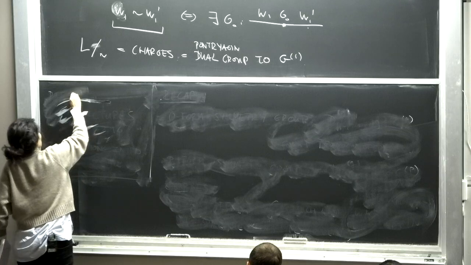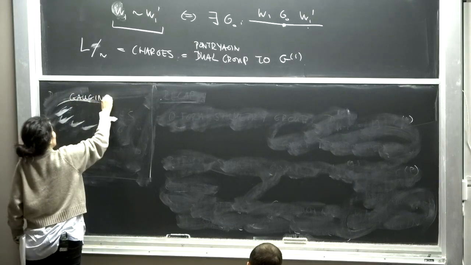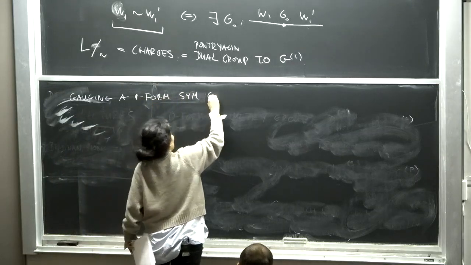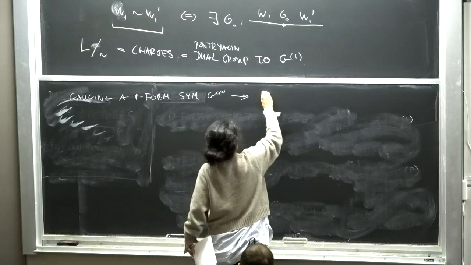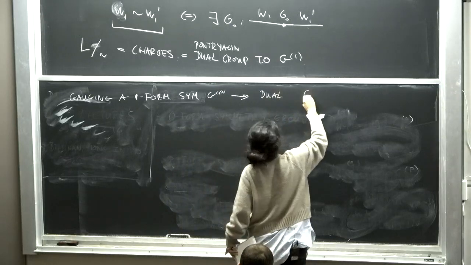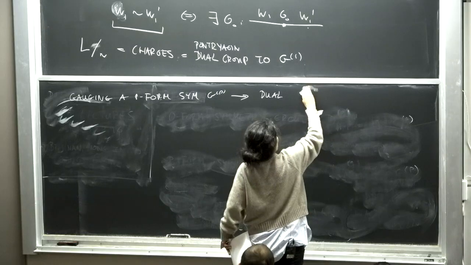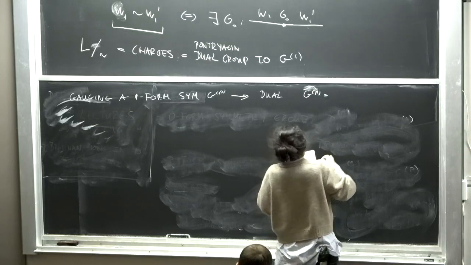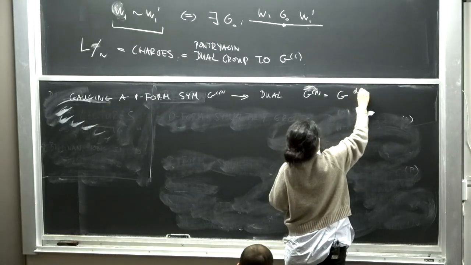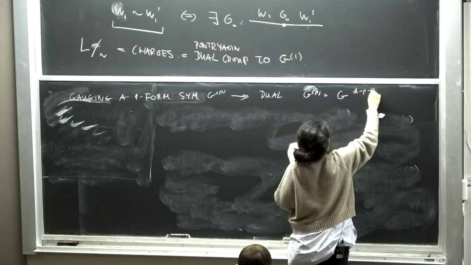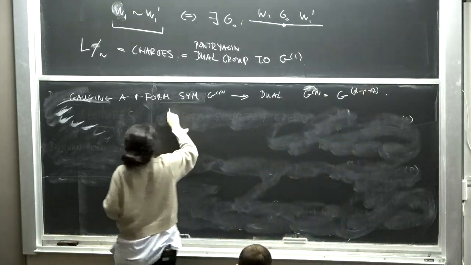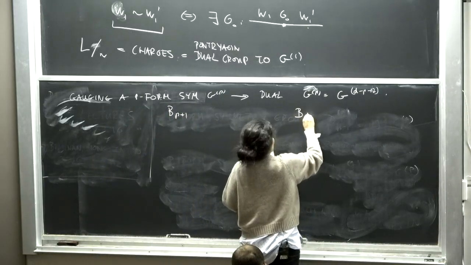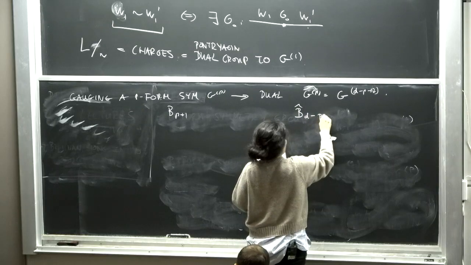So gauging a p-form symmetry will result in a dual symmetry, G hat, and now you need to put the hats in the correct place, which is a G hat (d minus p minus 2)-form symmetry. So here we had a background field b_{p+1}, and on this side we have a background field which is a (d minus p minus 1)-form.